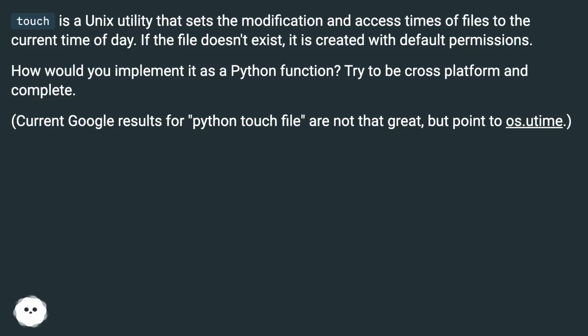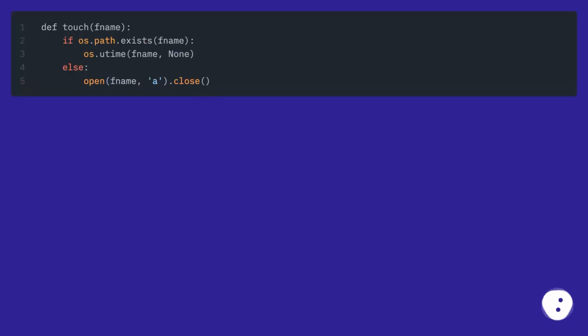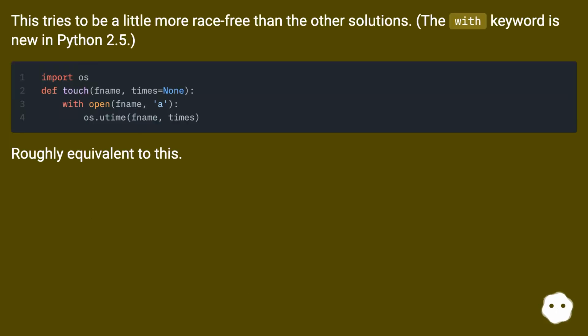Current Google results for Python touch file are not that great, but point to os.utime. This tries to be a little more race-free than the other solutions. The with keyword is new in Python 2.5. Roughly equivalent to this.